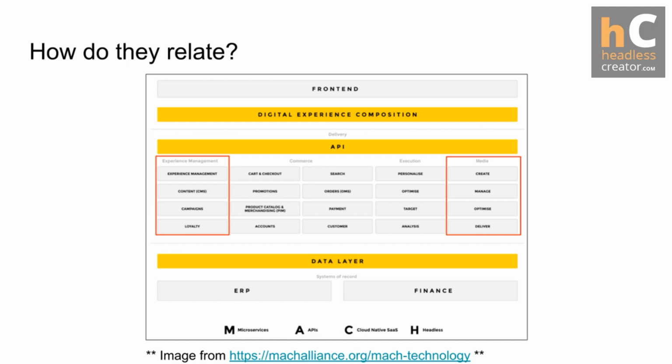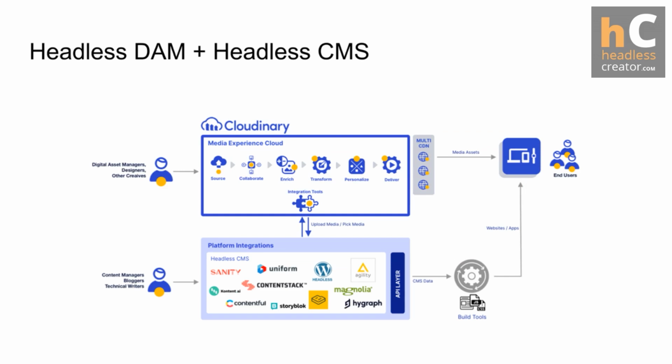And this is an example of a commerce environment and how it should be architected to ensure an agile experience. So notice that media sits outside of the CMS, and they do this so that all systems can interact with the media platform. And so you're probably wondering, how do you integrate a headless DAM with a headless CMS?